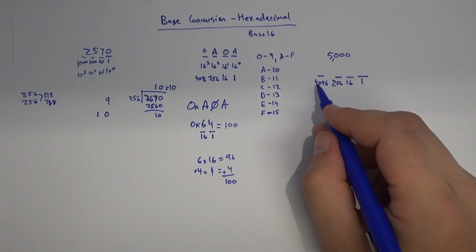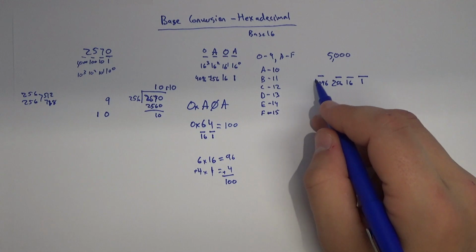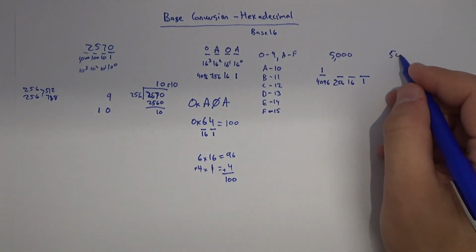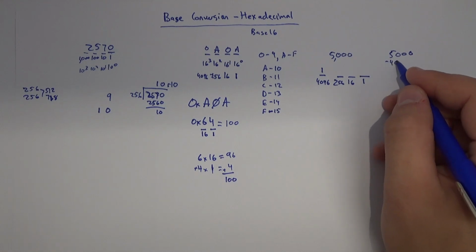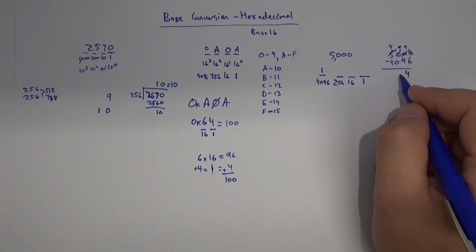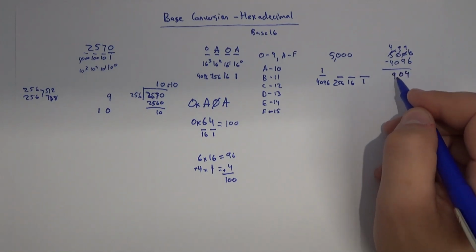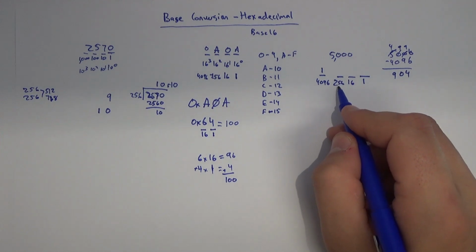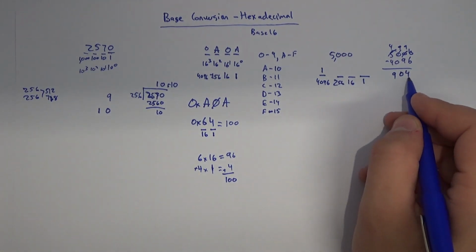So now in order to convert from 5,000 decimal into hexadecimal, I made this number intentionally so that we would have one 4096. So I'm going to go ahead and put a 1 there. 5,000, let me get this off to the side so that I can write that. 10 minus 6 is 4. 0, 9, 904.